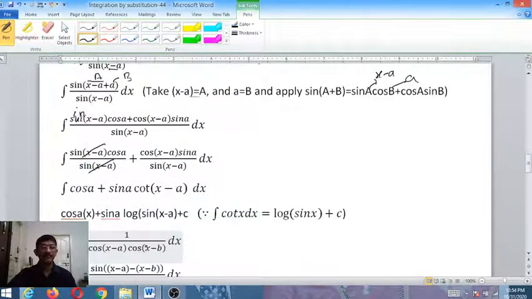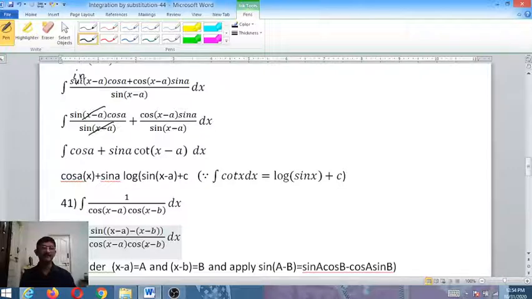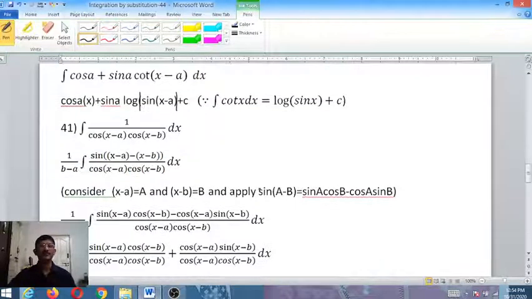As you know, the integral of cos a is a constant. For example, the integral of 2 dx is there. If it is 2 dx, then I write it as 2 into x plus c. So cos a into x plus c. Sin a is a constant. Cot of x minus a, log of modulus of sin of x minus a plus c. Okay. Now look at this problem also.